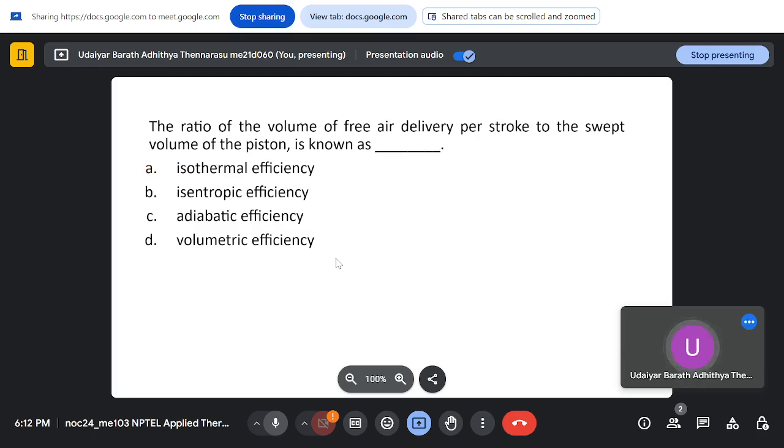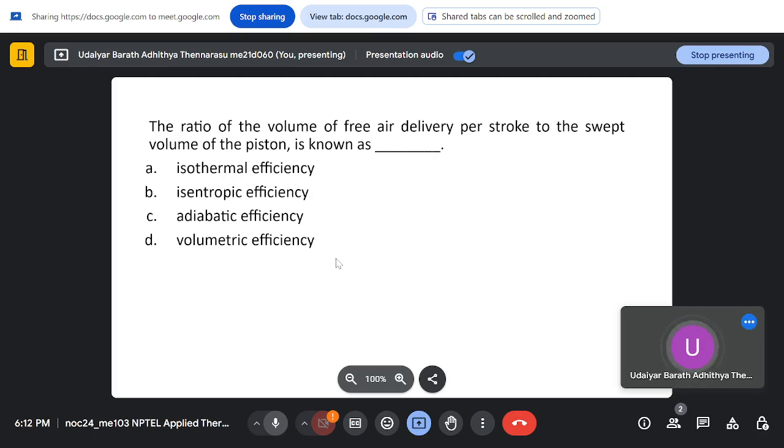So next is, the ratio of the volume of free air delivery per stroke to the swept volume of the piston is known as dash. A. Isothermal efficiency, B. Isentropic efficiency, C. Adiabatic efficiency, and D. Volumetric efficiency.